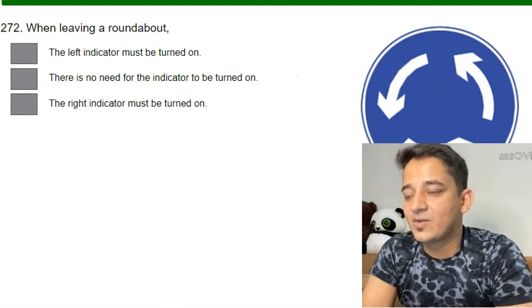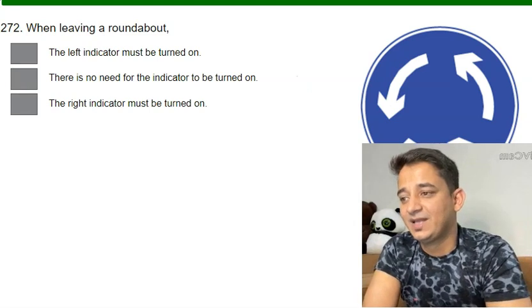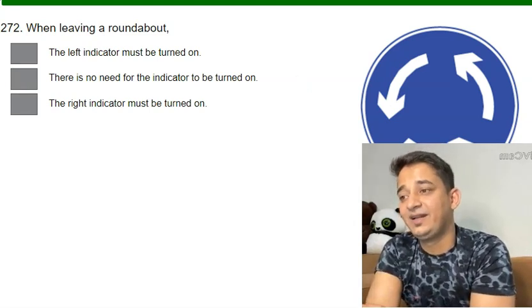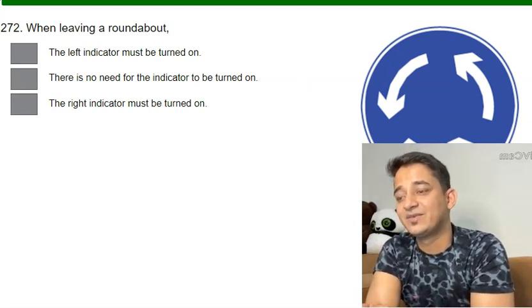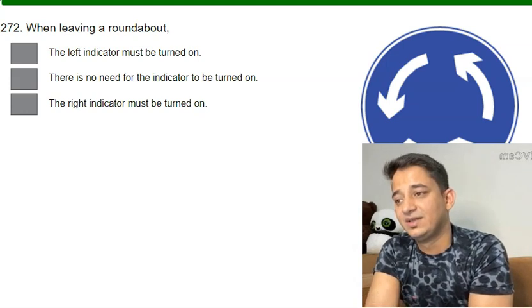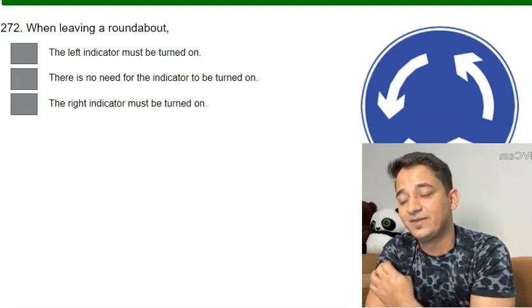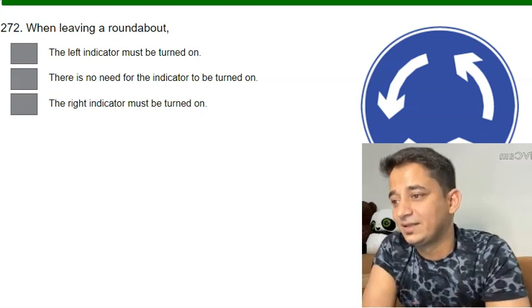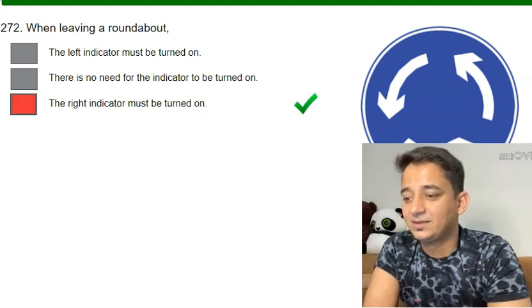When leaving a roundabout, the left indicator must be turned on. There is no need for the indicator to be turned on. The indicator must be turned on, the right indicator, when you are leaving the roundabout. So for example, you are leaving, the right indicator should be turned on because you're leaving the roundabout.